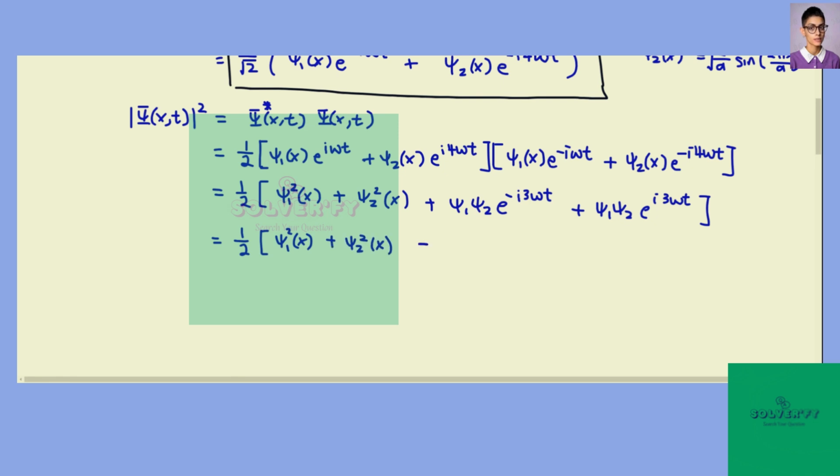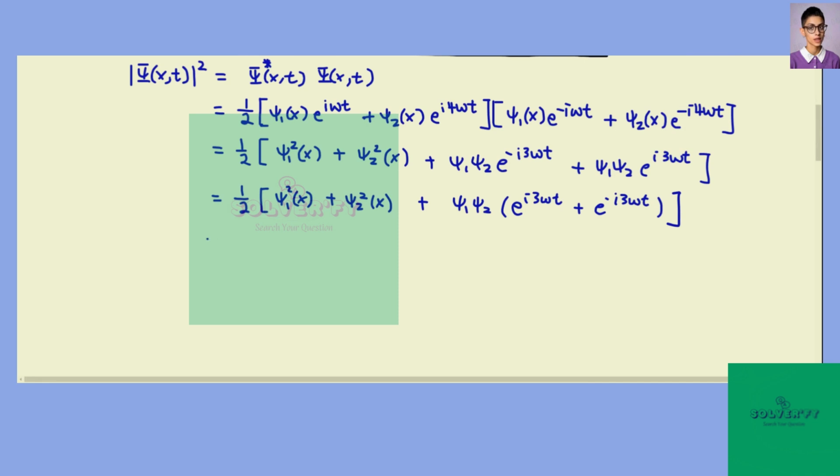Then you continue the algebra. Here you can pull out psi 1 and psi 2, and you have e to the i 3 omega t plus e to the minus i 3 omega t. This can be rewritten as 2 cosine, using the Euler formula.